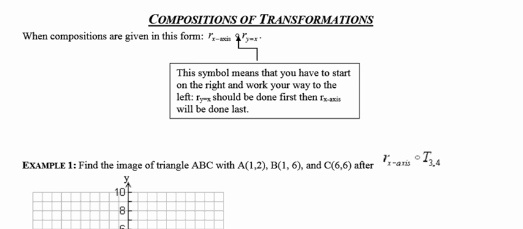All right, most compositions of transformations are given in this form. We're going to talk a little bit about exactly what this means. This means a reflection in the x-axis. Then we see this open circle symbol, and that means the word following. So a reflection in the x-axis following a reflection in the line y equals x. So in other words, we're going to do the reflection in the line y equals x first, and then the reflection in the x-axis after that.